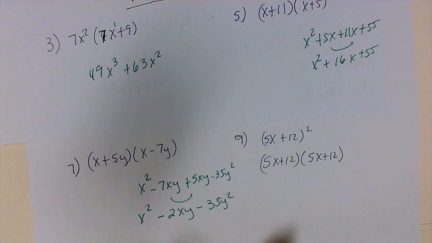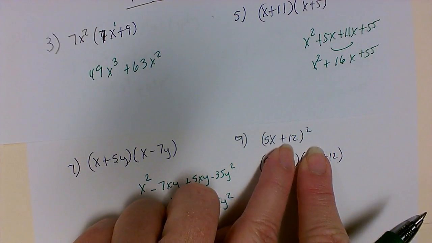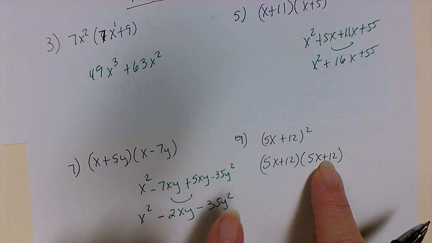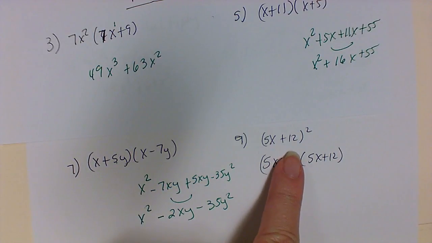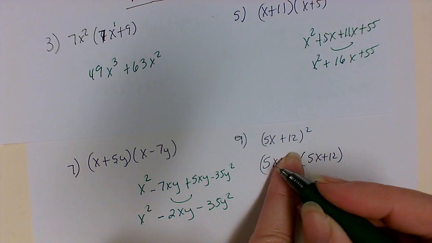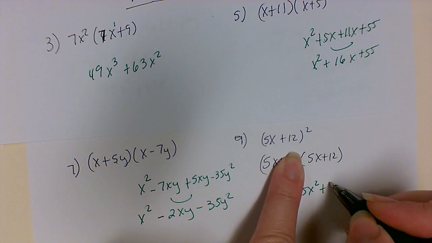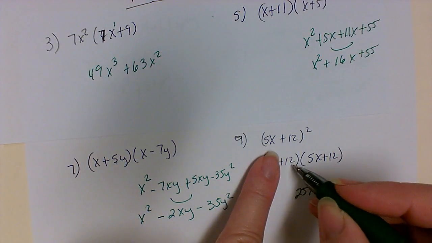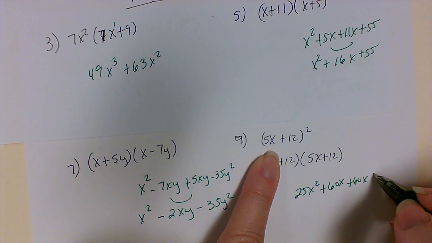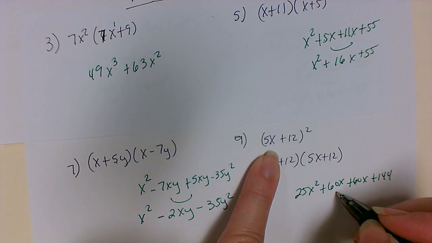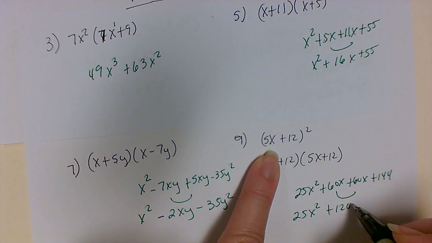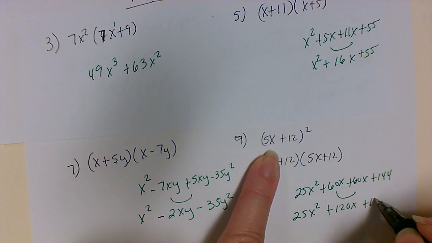So now on a term like this, if you see it and it looks like this squared, what that means is you have to write the parenthesis twice, and then we're going to do the same thing. So 5x times 5x will get us 25x squared. 5x times 12 is plus 60x. 12 times 5x is plus 60x. And 12 times 12 is 144. Combining the two middle terms, we get 25x squared plus 120x plus 144.